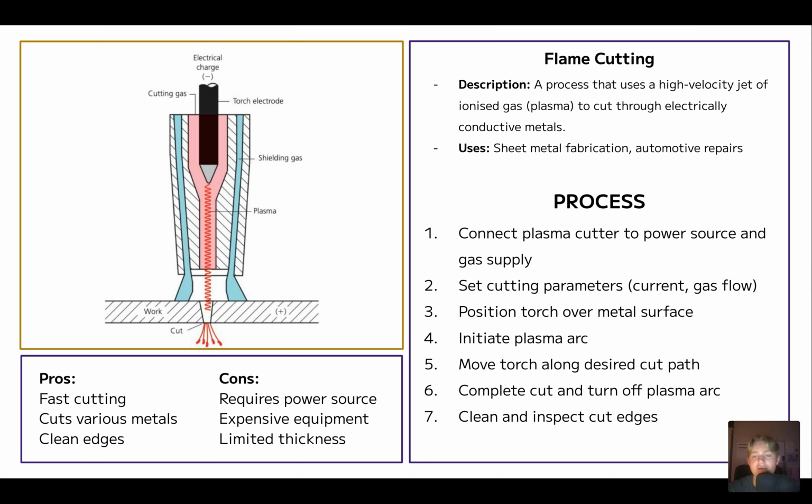So the process you describe in your exam is essentially just connecting the plasma cutter to a power source and gas supply and setting the parameters such as the current and gas flow before positioning the torch over the metal surface and initiating the plasma arc, which is basically the electrical charge from the electrode inside the plasma gun, creating an arc to the positively charged workpiece. At which point we then move the torch along the desired cut path and complete the cut and turn off the plasma arc. And then we can clean up and inspect the cut edges.